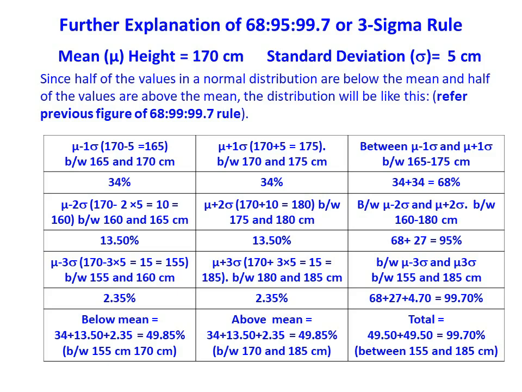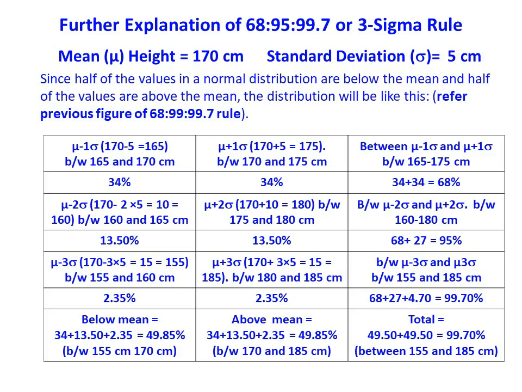The height of 34% of adult males in Kerala is between the mean height of 170 centimeters and 165 centimeters. That is, between mean and mean minus 1 standard deviation. The height of 34% of adult males in Kerala is between the mean height of 170 centimeters and 175 centimeters. That is, between mean and mean plus 1 standard deviation. That is, the height of 68% of adult males in Kerala is between 165 centimeters and 175 centimeters. That is, between mean minus 1 standard deviation and mean plus 1 standard deviation.